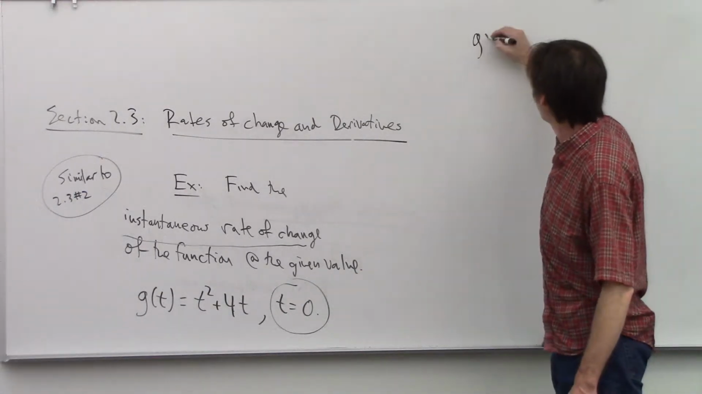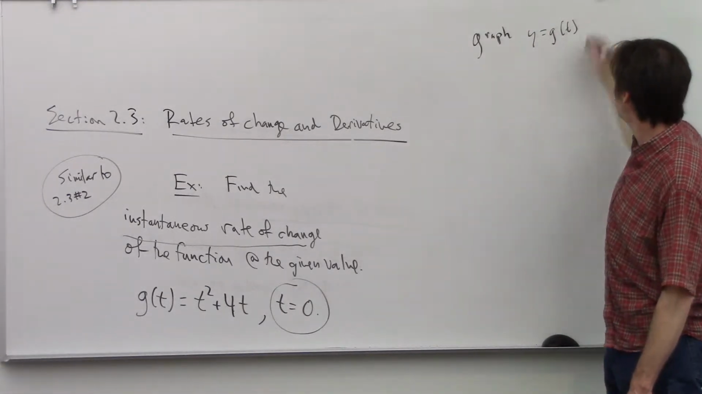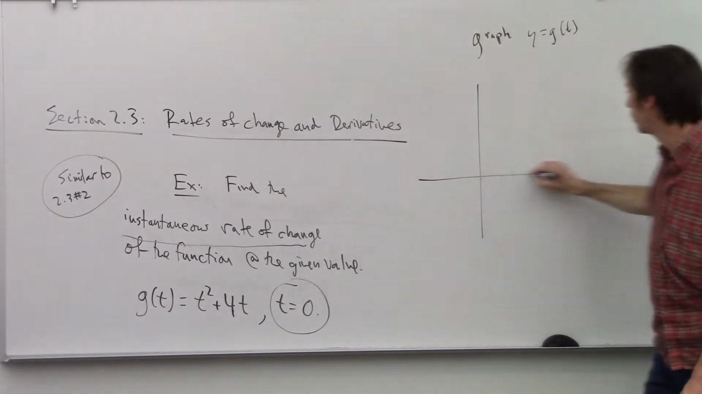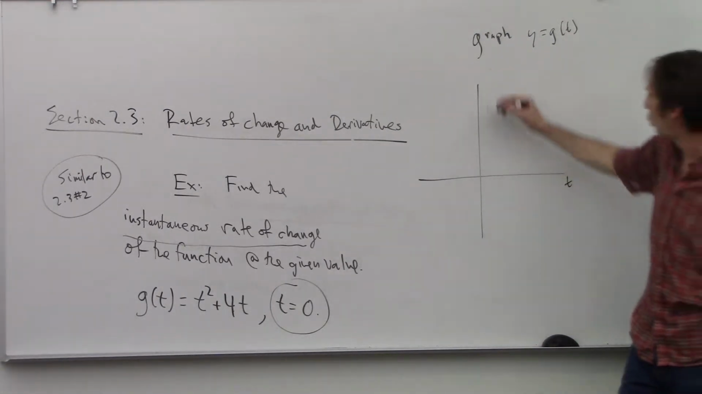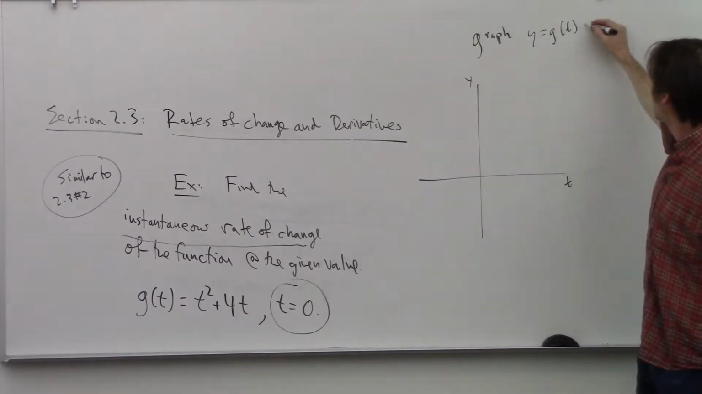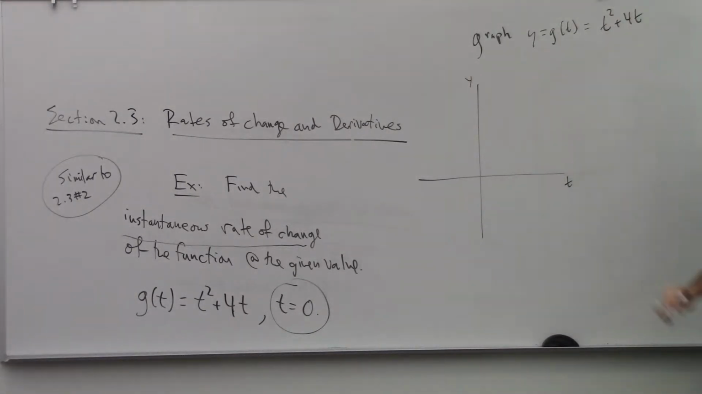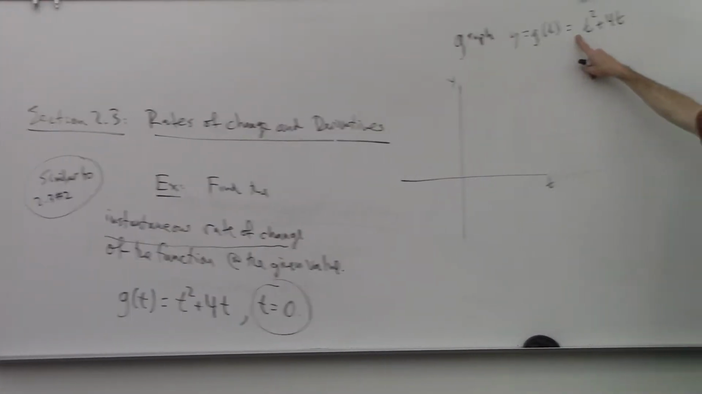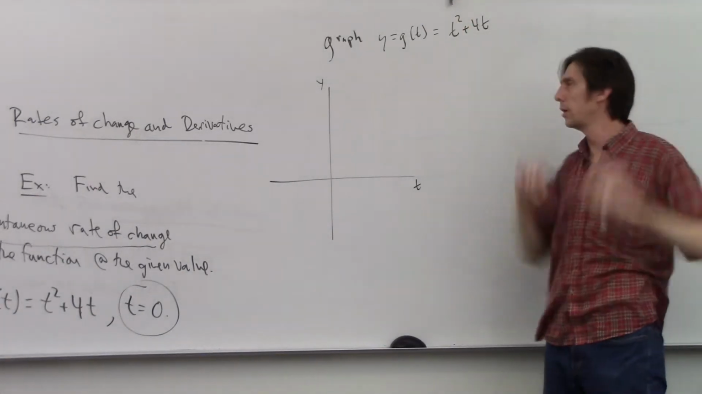Okay, let's start this problem by graphing y equals g of t, all right, just to give us something to look at here. So I'm going to graph it in the yt plane. My formula is t squared plus 4t. I see that it's a quadratic. The leading coefficient, the a, is positive, and so this parabola will open upward.